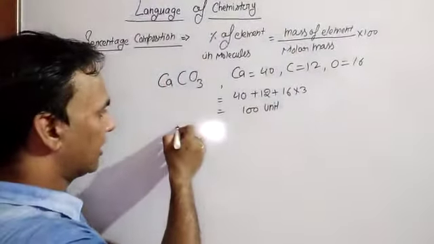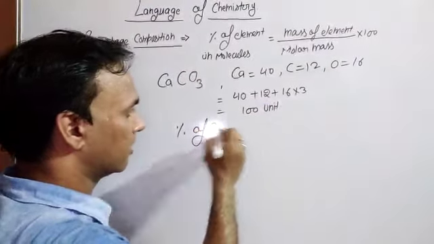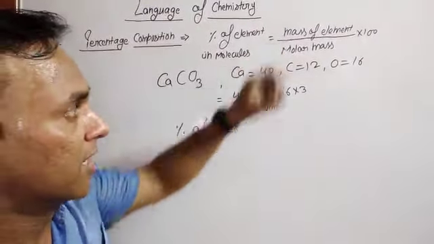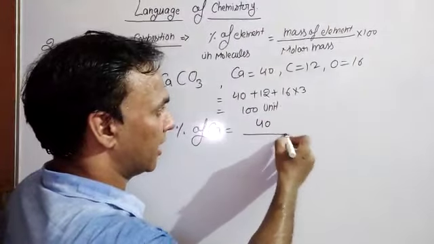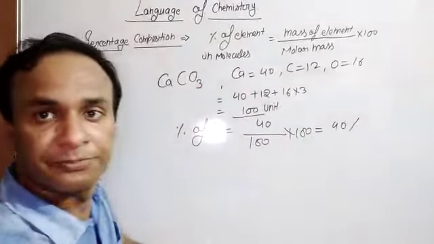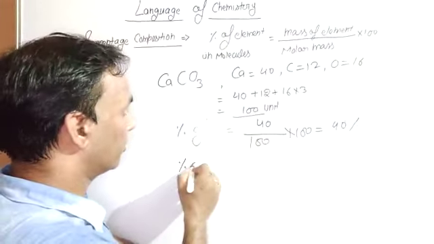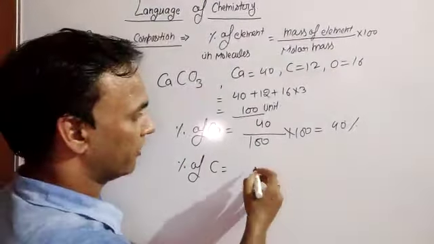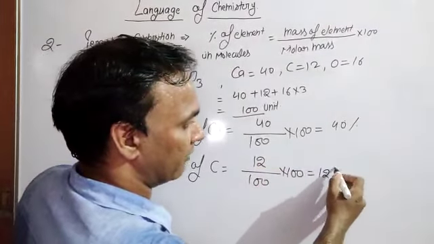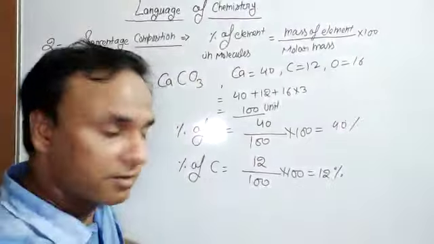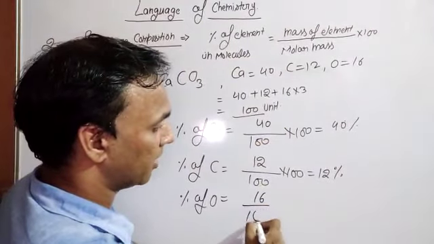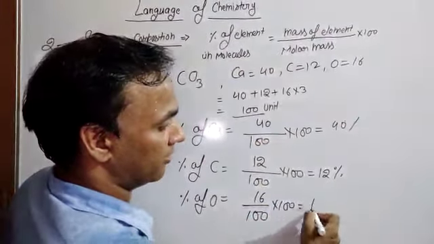Now the percentage of calcium. Apply this formula: percentage of calcium means mass of calcium, which is 40, upon molar mass 100, multiplied by 100, that is 40%. In the same manner, for carbon, atomic mass of carbon is 12, molar mass 100, multiplied by 100, that is 12%. In the same manner, for oxygen, atomic mass of oxygen is 16 into 3, that is 48, upon 100 into 100, that is 48%.